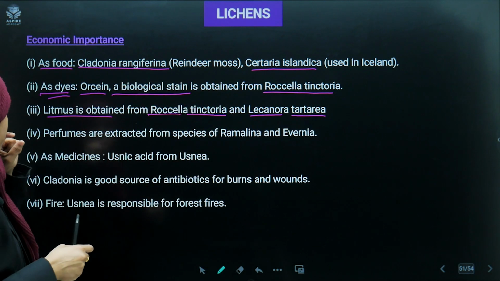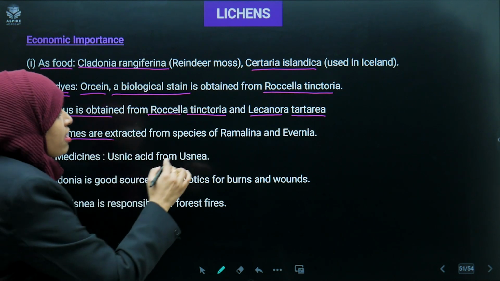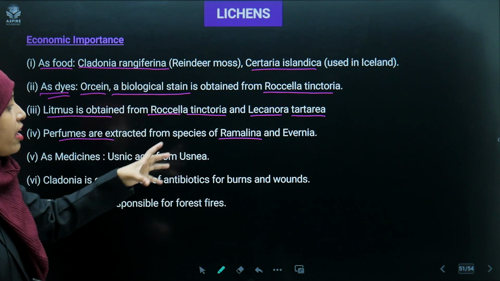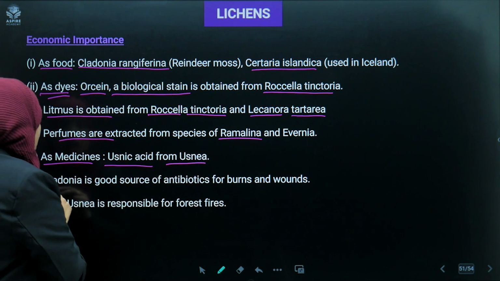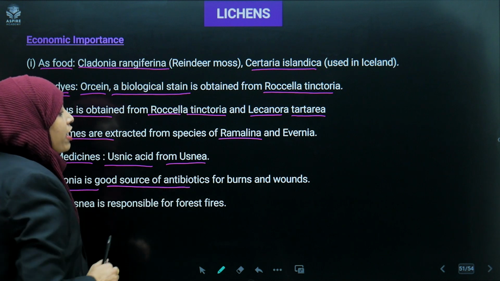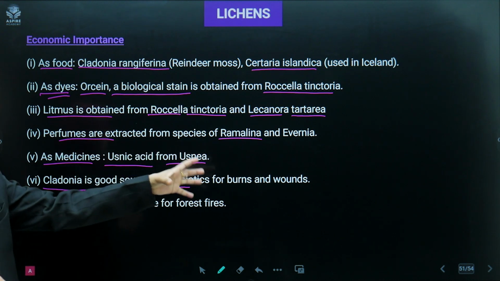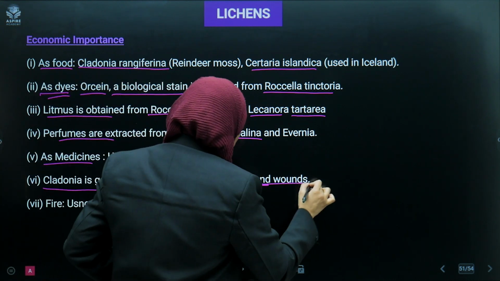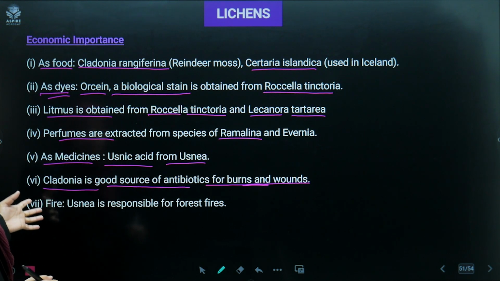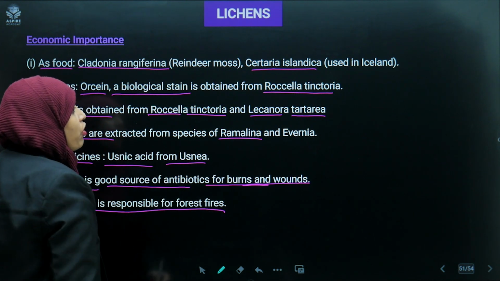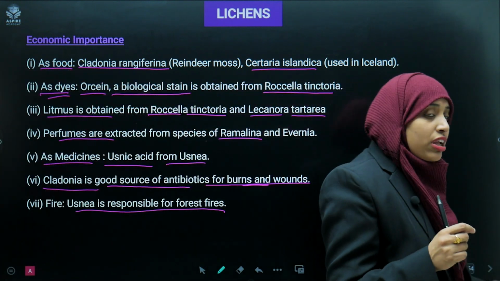These are the lichens. Perfumes are also extracted from species such as Ramalina and Evernia. These are all lichens. They are also used as medicines, usnic acid from Usnea. Cladonia is a good source of antibiotics and is used for burnt skin and wounds. These lichens are used to treat burnt skin and wounds. Usnea is responsible for forest fire. So in this way we have seen the economic importance of lichens.